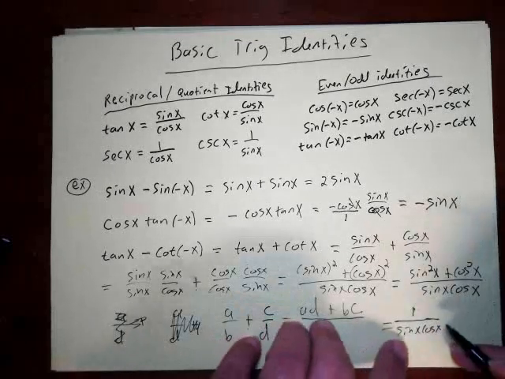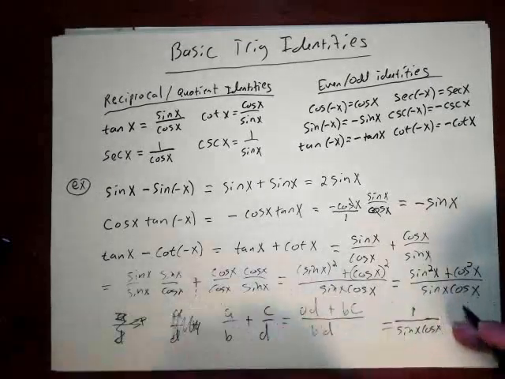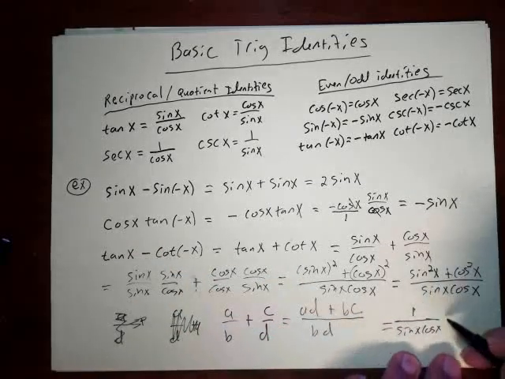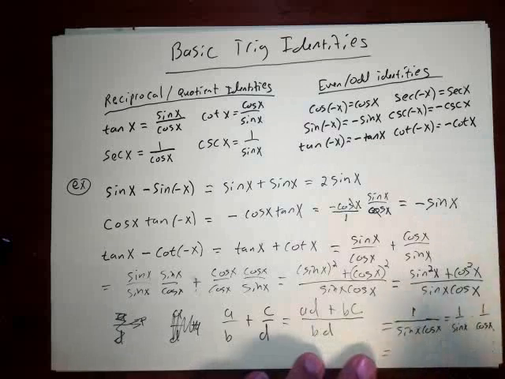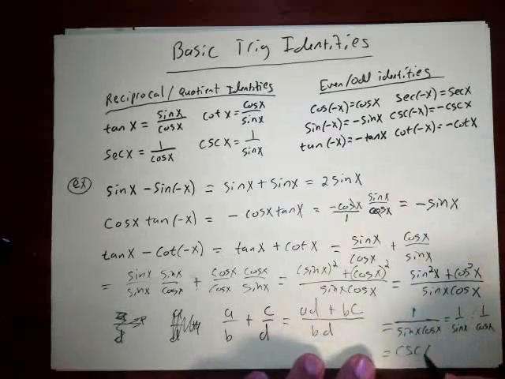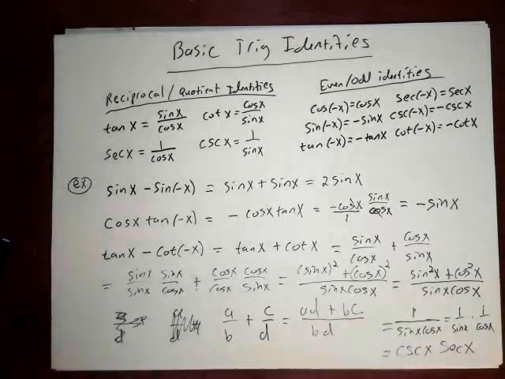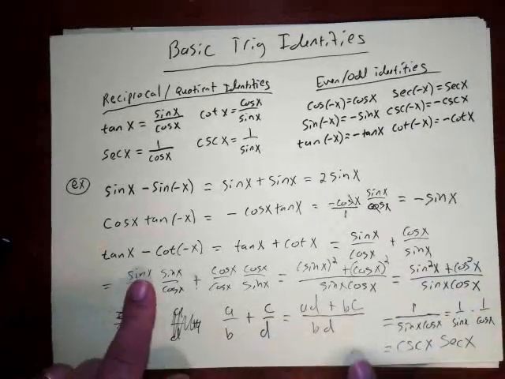Okay, and as it turns out, you can move both of these here to the top. Well, let me just show you. This is like 1 times sine x times 1 times cosine x, right? And then those two, using the reciprocal identities, would be cosecant x times secant x. Okay, so that's a nice sequence there.